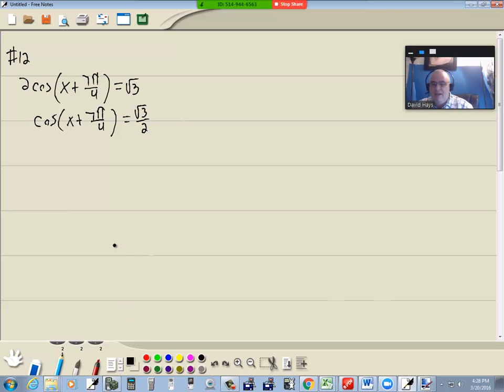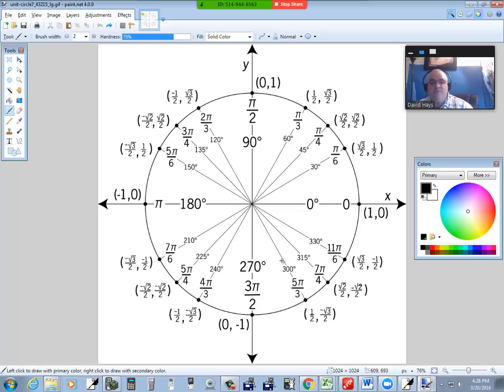Okay. Cosine in terms of our unit circle is the x part of our point. So keep that in mind. Now we're specifically looking where cosine is equal to square root of 3 over 2. Well, square root of 3 over 2, one of them is right there, and the other one is right down here.